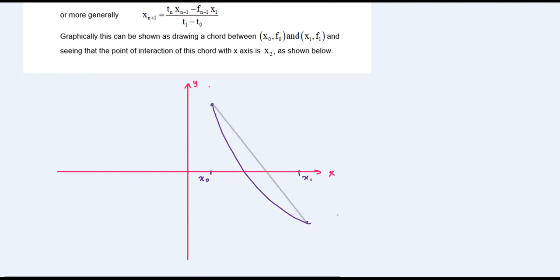Now, assuming that this is a straight line, so this is a chord we are taking. The coordinates of this point are x0, comma f of x0, let's say. And these coordinates are x1, comma f of x1. So we write f of x0 as f0 and we will write f of x1 as f1.